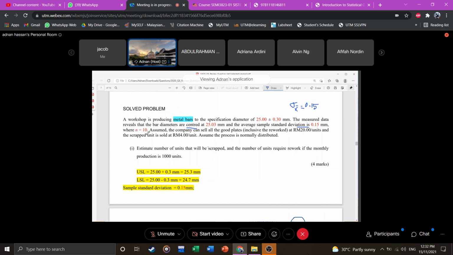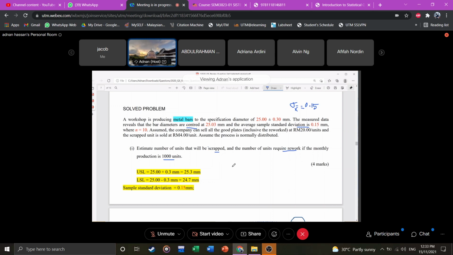Assuming the company can sell all the good bars, inclusive of the rework, at $20 per unit, and the scrap unit is sold at $4 per unit. Assume the process is normally distributed. Estimate the number of units that will be scrapped and the number of units that require rework if the monthly production is 1,000. So this question is asking the understanding of how you can relate process variation to tolerance.